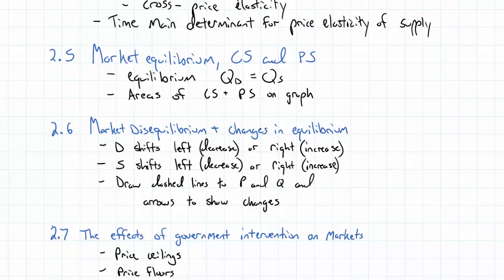But the market equilibrium is going to be when the supply crosses the demand curve, and that's when the quantity demanded is the same as the quantity that's supplied. And from there, I would want you to be able to either identify or calculate the size of, or shade in, at the very least shade in, the areas of consumer surplus and producer surplus.